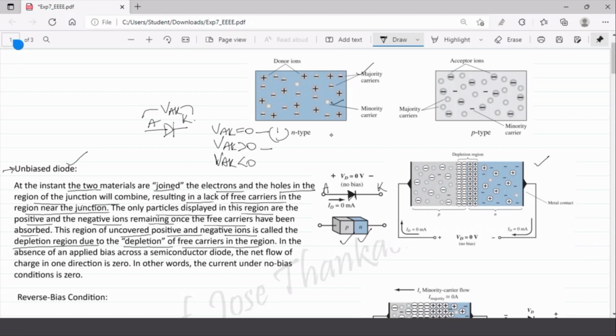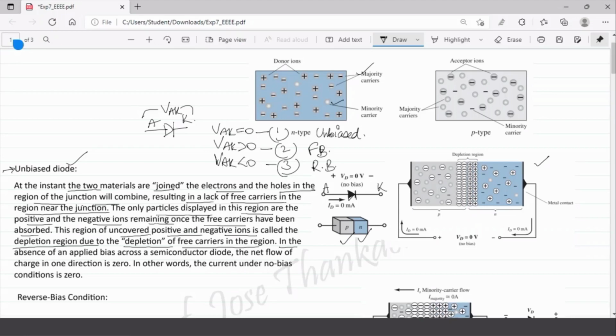When VAK is greater than 0, we say that it is the second condition, or it is forward biased. This is unbiased. And the third one is when VAK is less than 0, when we say that it is reverse biased. So in all three conditions, we will see what is the behavior of this PN junction.